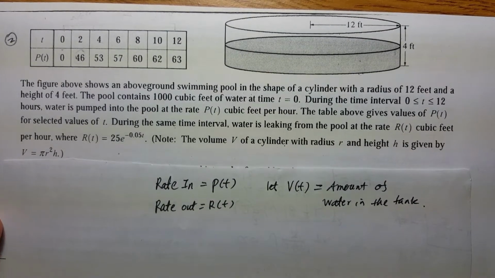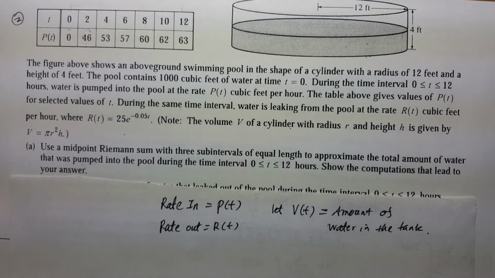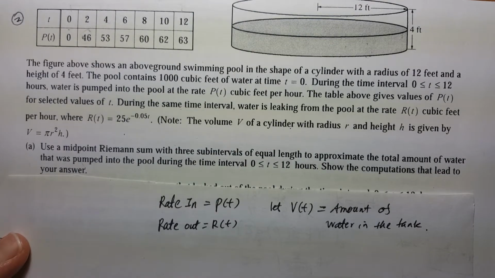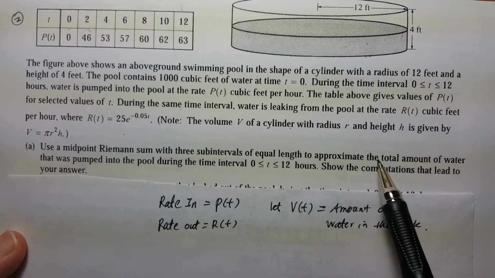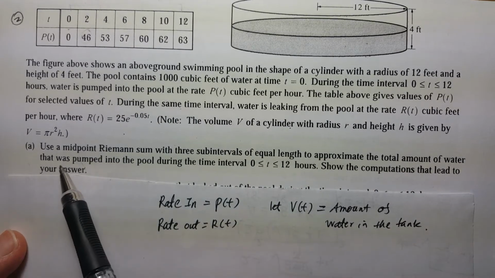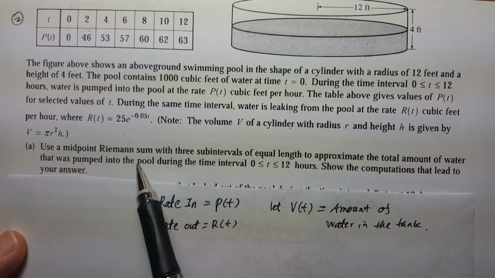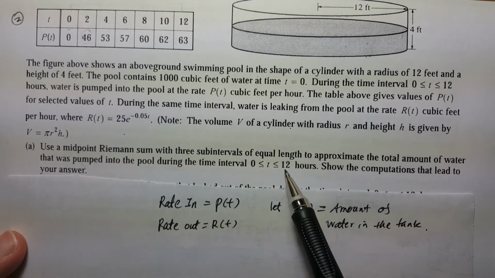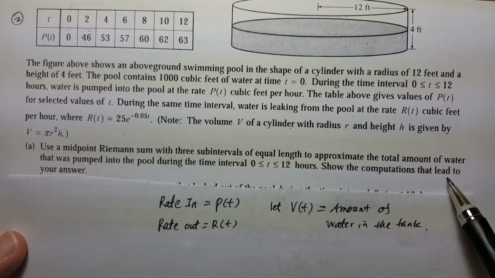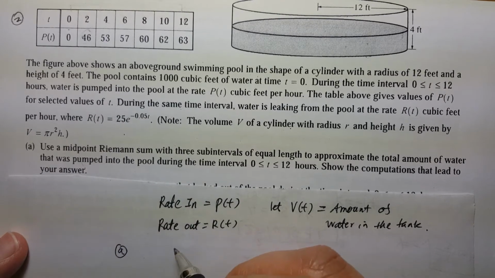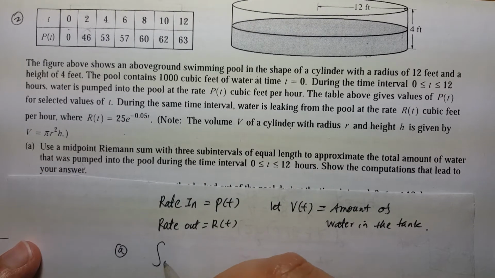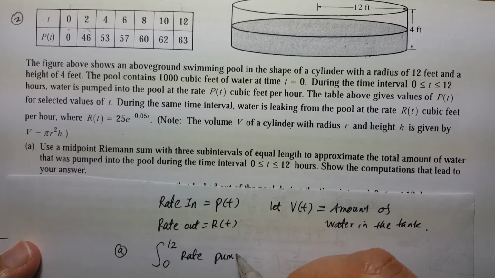Okay, so now let's continue to read. Part A. Use a midpoint Riemann sum with 3 subintervals of equal length to approximate the total amount of water that was pumped into the pool during the time interval 0 to 12. Show the computation that leads to your answer. So for part A, we have to find the amount of water that is pumped in.